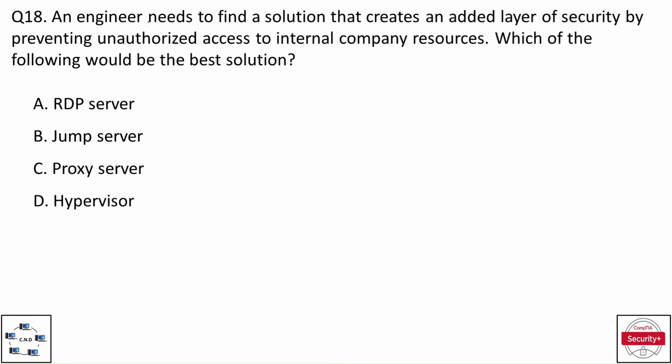Question number 18. An engineer needs to find a solution that creates an added layer of security by preventing unauthorized access to internal company resources. Which of the following would be the best solution? And the options are option A, RDP server, option B, jump server, option C, proxy server, and option D, hypervisor. And the correct option is option B, jump server. So we already studied about jump server in a previous question.